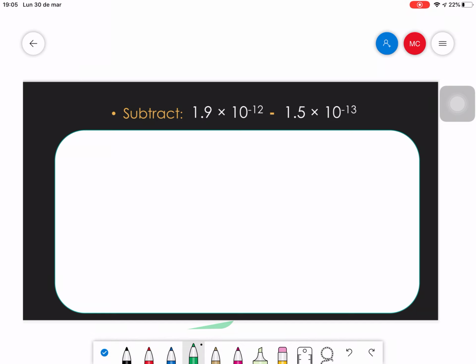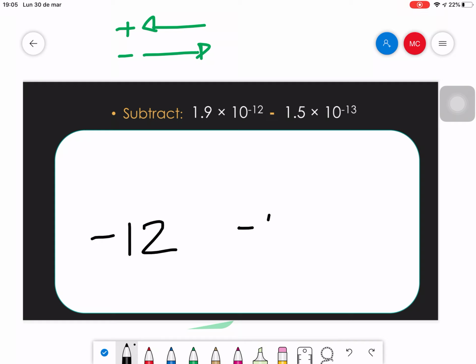First, I copy again the rule. If I'm making a number positive, bigger, I move to the left. If I'm making it smaller, I move to the right. And then I just identify the number with the smaller exponent. In this case, you gotta apply your knowledge and knowing which of this is bigger.